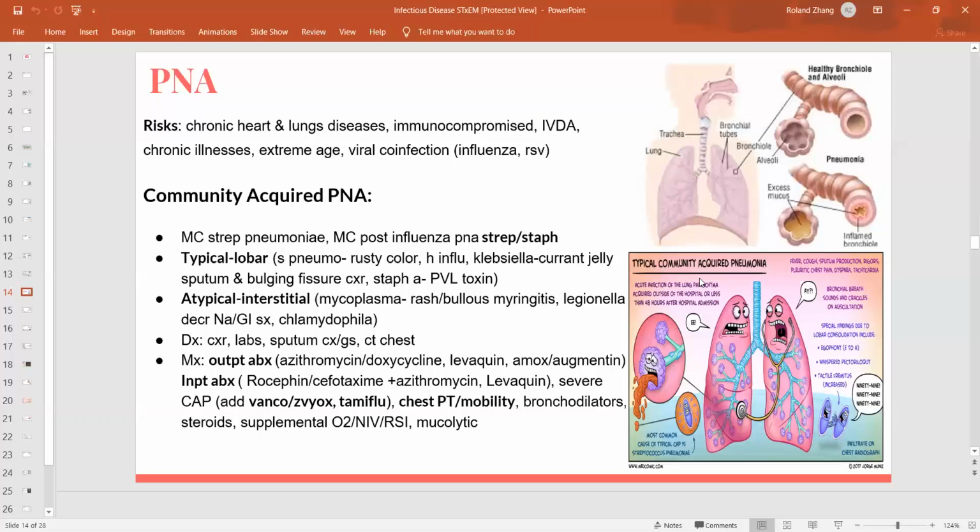And if they're sick enough, we do chest PT and encourage mobility if they can, and pretty much lung physical therapy. And of course, bronchodilators, steroids, and mucolytics. Next slide.